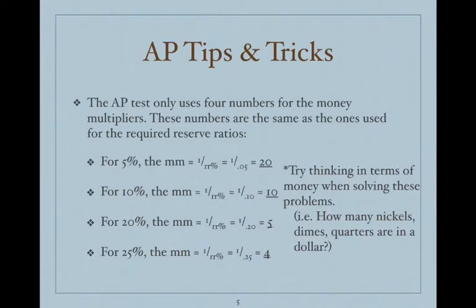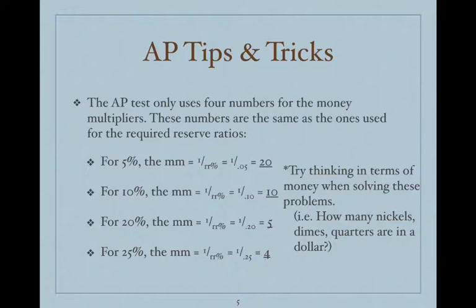Looking at your next slide, slide 5, the AP test is only going to use 4 numbers for the money multipliers. These money multipliers, we figure out from the 4 required reserve ratios they gave us earlier. So, for example, if the bank is required to keep 5%, our money multiplier would be equal to 1 divided by 5%, which is 1 divided by 0.05. Well, we want to figure out how many times 0.05 goes into one whole, and that's going to be 20. We're going to do that all the way down.